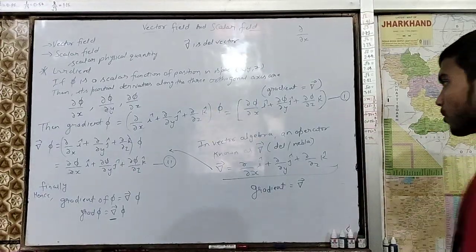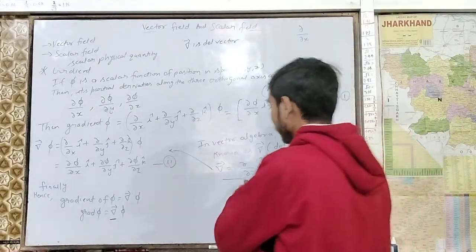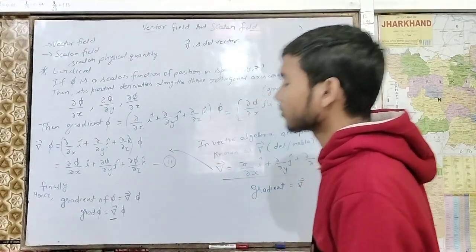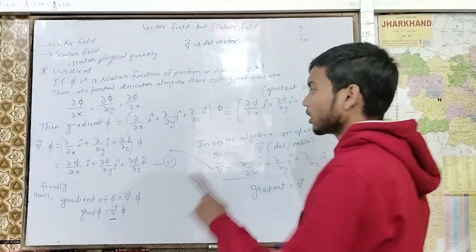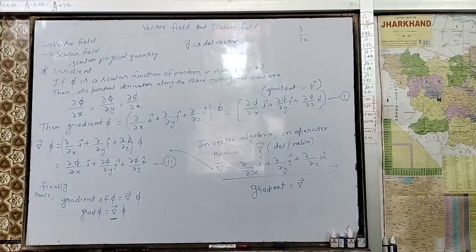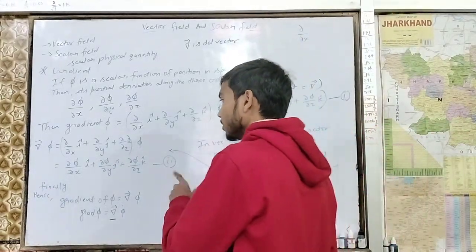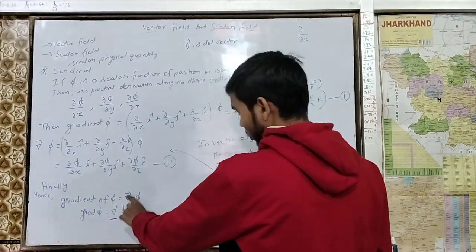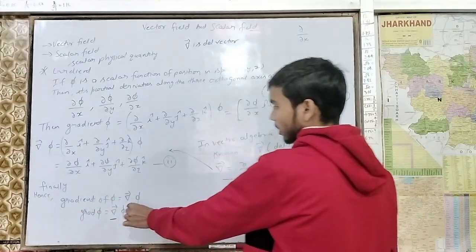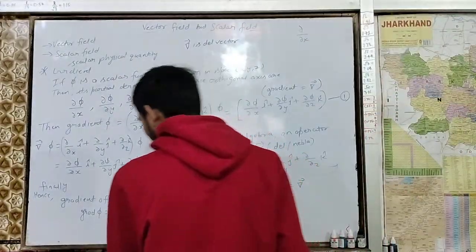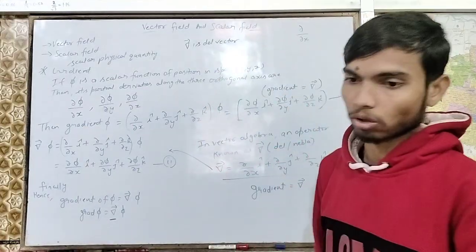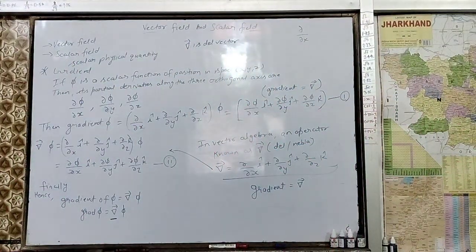Add. This is nothing but the del operator. Then we multiplied this del operator by phi, got the same thing, and put it as a second equation. We observe that equation number 1 is equal to equation number 2. So finally, we found the conclusion: gradient of phi came out equal to the del operator into phi. From this we understood completely that gradient is equal to the del operator. Okay, now the next question.